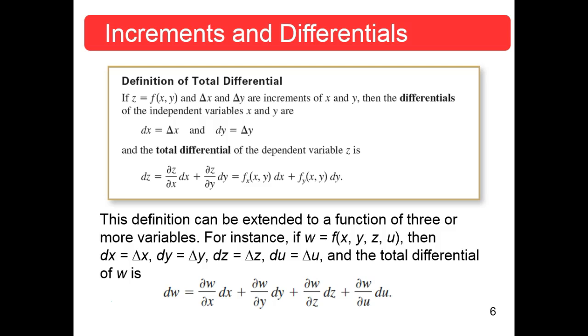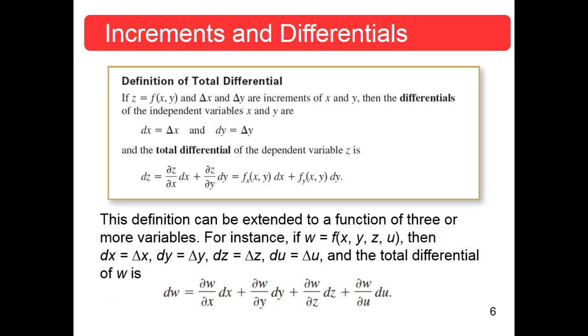Now, here's your definition of a total derivative. If z is equal to some function of x and y, and delta x and delta y are increments of x and y, then the differentials of the independent variables x and y are dx equals delta x, or at least the limit of delta x as delta x goes to 0 is dx, and the limit of delta y as delta y goes to 0 is dy.